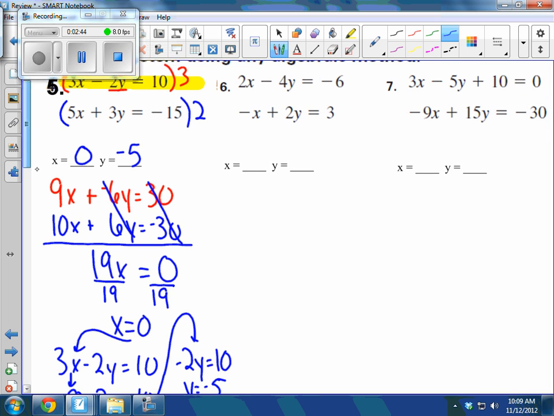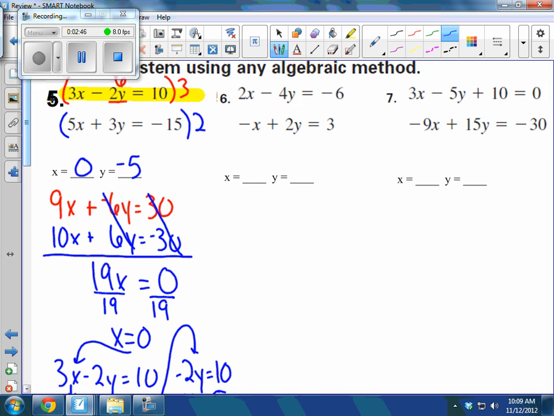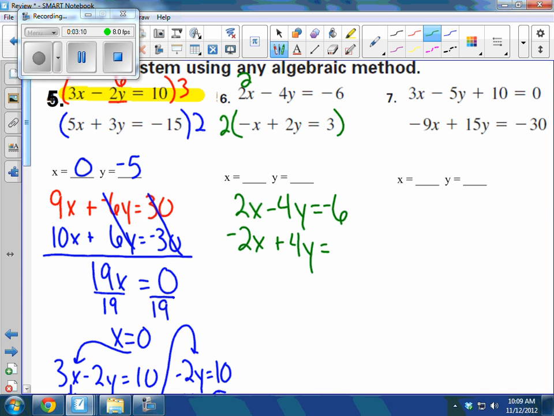All right, let's go to the next one. So in the next one, I want to either get the x's to both become 2, or I want the y's to both become 4. So I'm going to work on the x's becoming 2. So the top one's good to go. I'm just going to rewrite it. And I'm going to take the bottom one, I'm going to take everything times 2. So I get negative 2x plus 4y equals 6.